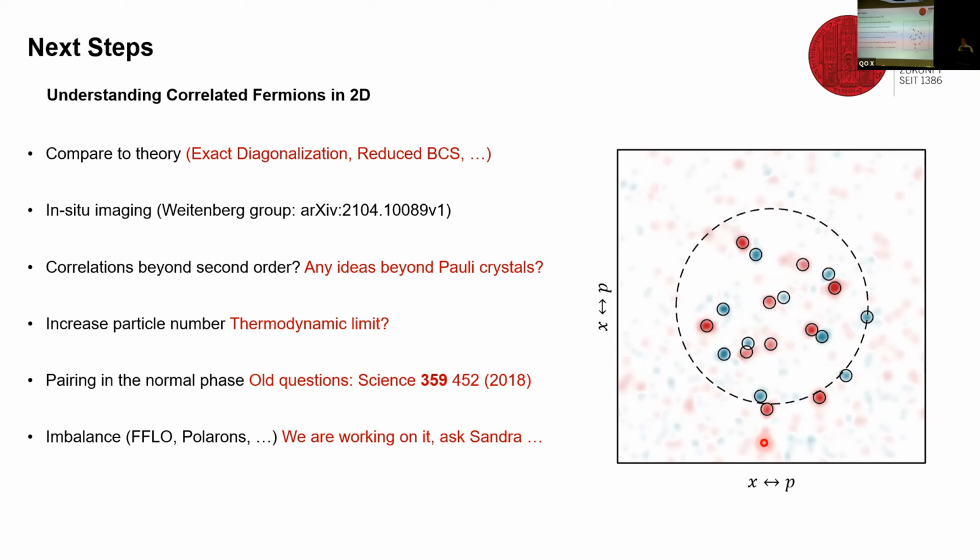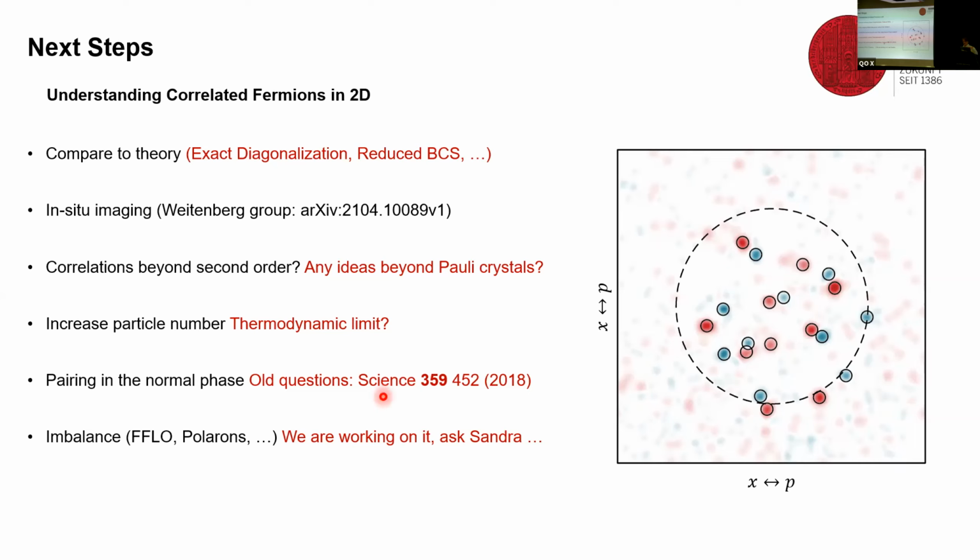That would be another signature that you really have Cooper pairs. Then, of course, it could be extremely interesting to find correlations beyond second order. Maybe some ideas beyond the Pauli crystals would be very nice. So I would be happy to discuss. And then increase the particle numbers. We've been working on this, we can do maybe 50 particles. Then questions like at finite temperature in the normal phase, how pairing occurs.